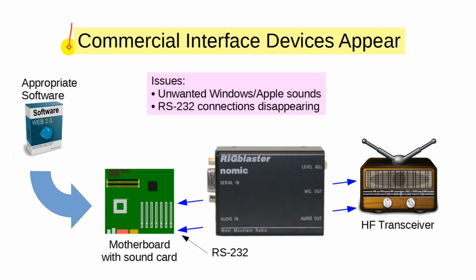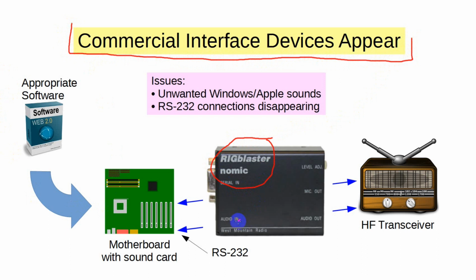Well, ham radio equipment manufacturers stepped up to the plate. West Mountain Radio was first out of the gate with its Rig Blaster products, one of which is shown here. It had audio isolation so there wouldn't be ground loops. It also had ways to adjust audio levels going in both directions. These devices became very popular and made getting on the air with digital modes much easier. Digital modes began to proliferate.